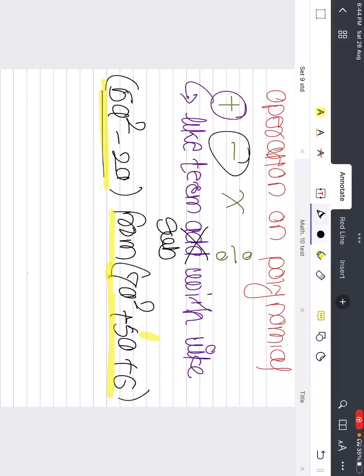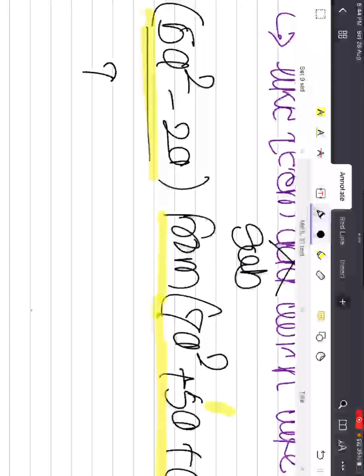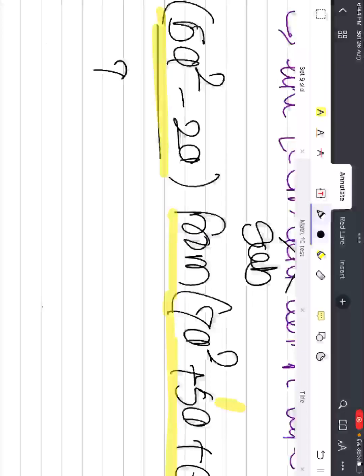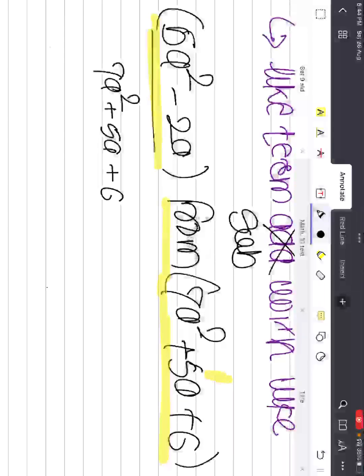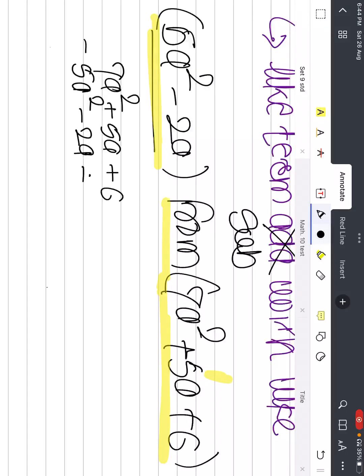So just write down here: 7a square plus 5a plus 6 minus 5a square minus 2a. Constant is missing, so write down 0. So we are solving this by the vertical method. Then we will move to the horizontal method.